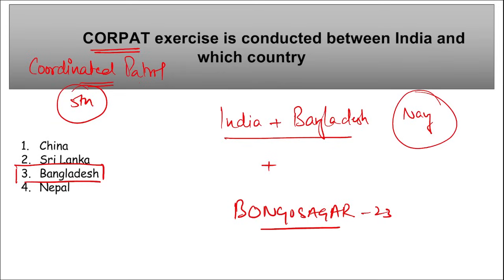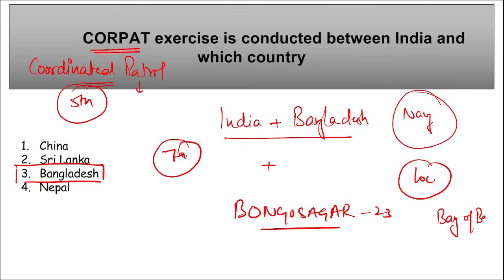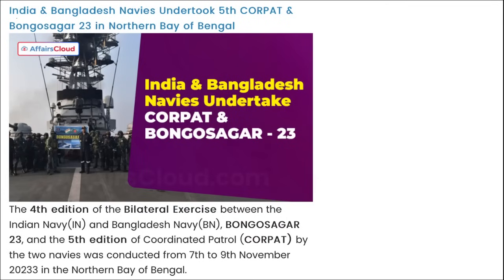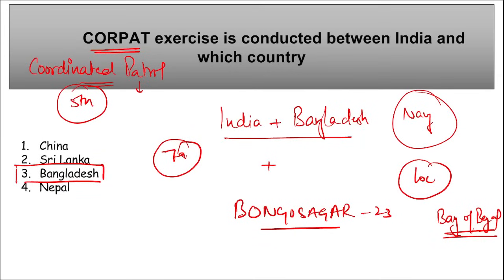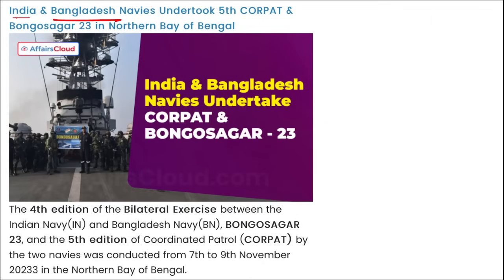When was this exercise held? These exercises were held from 7th to 9th of November. And what is the location where these exercises were conducted? That is the Bay of Bengal. Here you can see India and Bangladesh navies conducted this exercise, and as we just saw, this was the 4th edition of the bilateral exercise Bongosagar and the 5th edition of the CORPAT exercise, that is your Coordinated Patrol exercise.